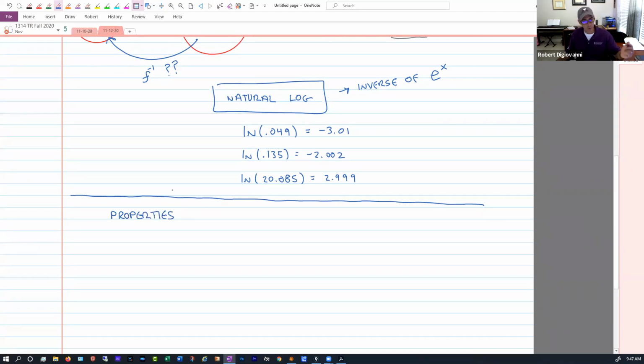And these are going to be really important. The first property is this. If you ever take e and you raise it to the natural log of x, you will get x.